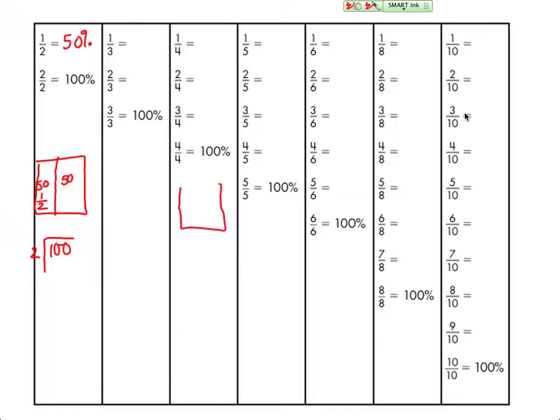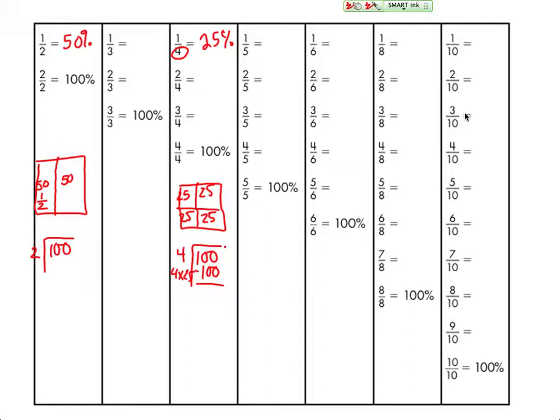I draw a rectangle, and the 4 tells me that I need to divide it into how many equal parts? Amanda? 4. So I'm going to divide it into 4 equal parts. If the whole thing is worth 100% and I divide it into 4 equal parts, 4 times what will get me to 100? 4 times 25. So that equals 100. So each fourth is going to be how much? 25. So each fourth is going to be worth 25%. So 1/4 is equal to 25%. Okay?